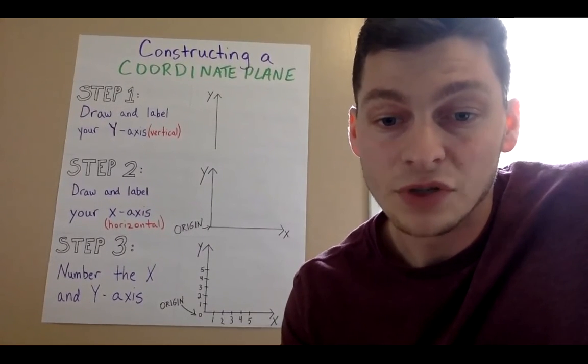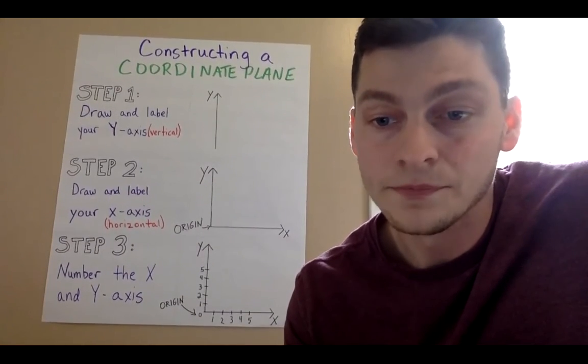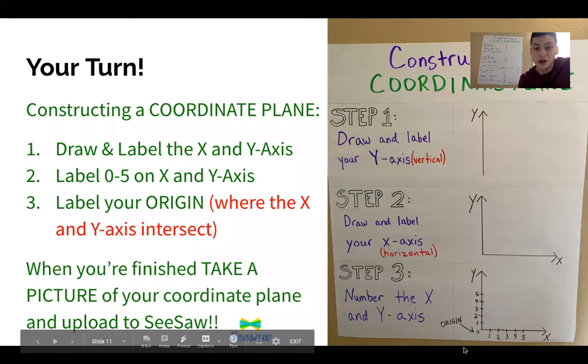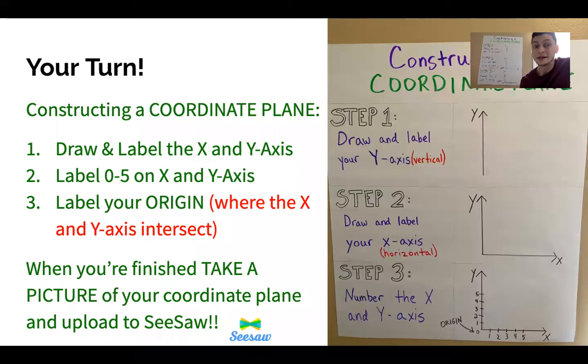So with that said, I'm just gonna take you back one last time to the slideshow for you to see and be able to pause the video on what your assignment is today. Your assignment is to construct a coordinate plane. Okay, on that coordinate plane, you are drawing and labeling the X and Y axes. You are labeling 0 through 5 on the X and Y axes. And lastly, you are labeling the origin, okay, which is where the X and Y axes intersect.